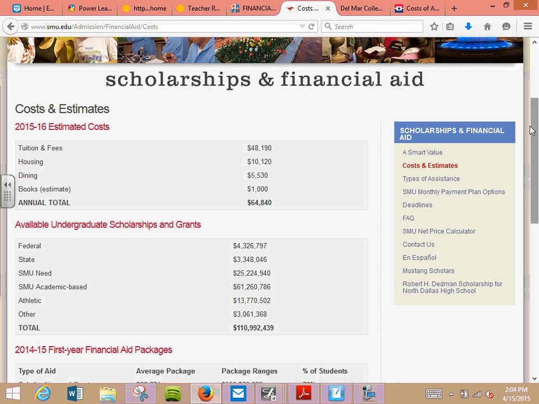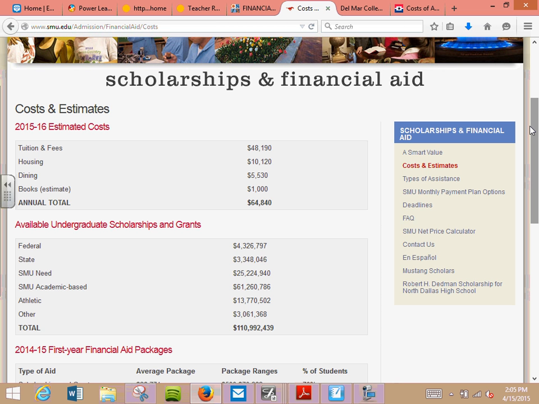And then housing is $10,000. Dining is $5,000. Books, $1,000. So every year you would pay $64,000 to go to college at SMU. That's 4 years that you have to go, so it's a little bit over 200,000 to go there for your bachelor's. It is really expensive because it's a private university. If it was a public university, then it would be a little different. Probably a lot more.